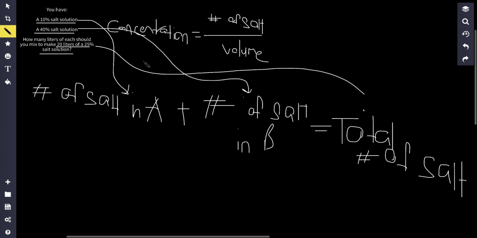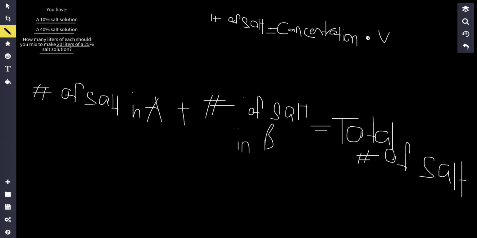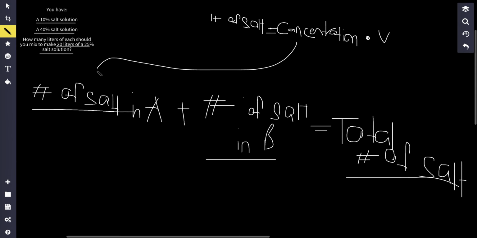Now, what I can do is rearrange my original equation by multiplying by volume on both sides. The volume cancels out, so now I just get that the amount of salt is equal to the concentration multiplied by the volume for that specific solution. We have the amount of salt in A, the amount of salt in B, and the total amount of salt. So let me substitute concentration multiplied by volume in each of these equations, because all of them contain the amount of salt. We're able to do some substitution here.